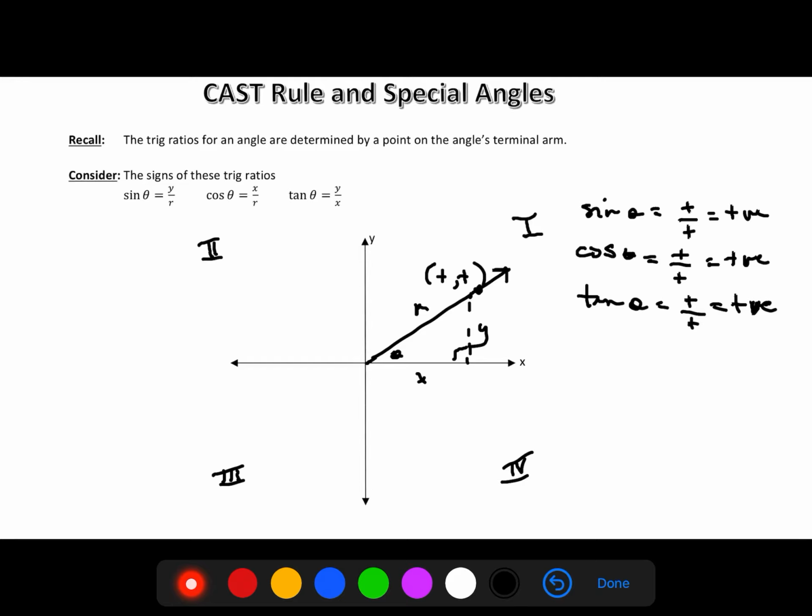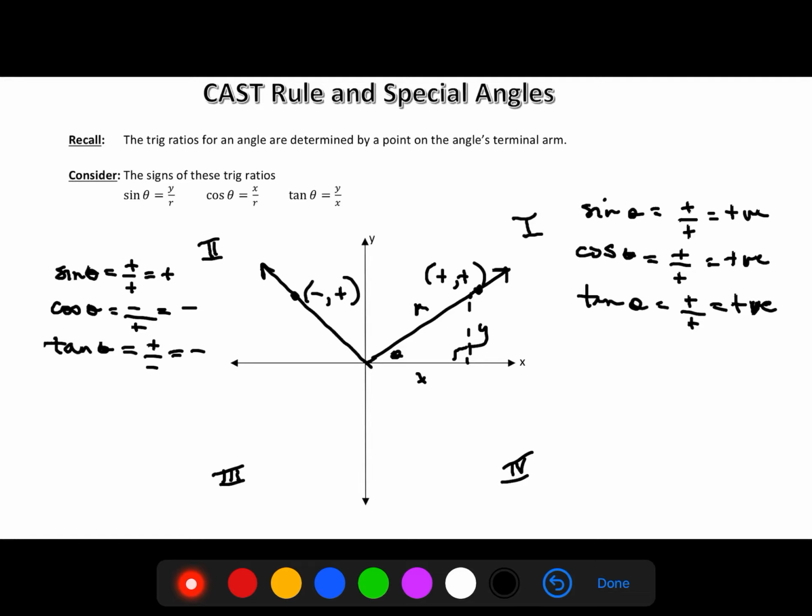Now, if we look at angles that aren't acute, so not in our first quadrant, it looks a little bit different. So first of all, looking at our obtuse angles between 90 and 180, looking at our x values, x's are negative here, y's are positive. So if we think about the sine ratio, y over r, y is positive, radius is positive, which means sine is going to be positive. For cosine, we have a negative x value over a positive radius, which means that cosine is going to be negative. Tangent, we have a positive divided by a negative, which gives us a negative. So the only ratio that is positive in the second quadrant is sine.